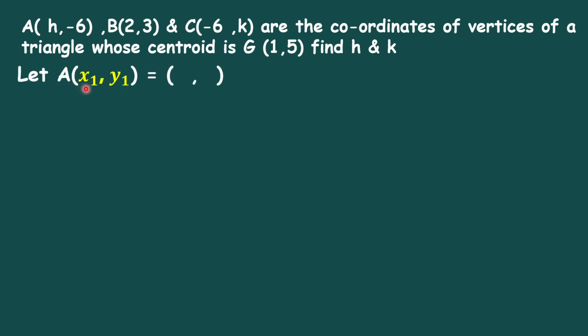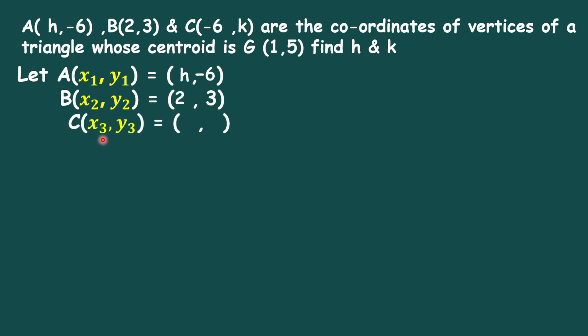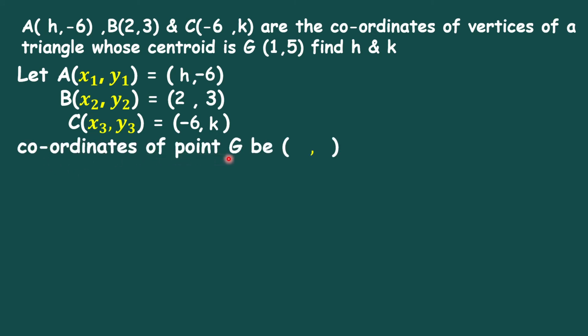Let vertex A having coordinate (x1, y1) correspond to the ordered pair (h, -6). The vertex B having coordinate (x2, y2) corresponds to the ordered pair (2, 3). The vertex C having coordinate (x3, y3) corresponds to the ordered pair (-6, k), and the coordinate of centroid G is (1, 5). Here G is the centroid of triangle ABC.